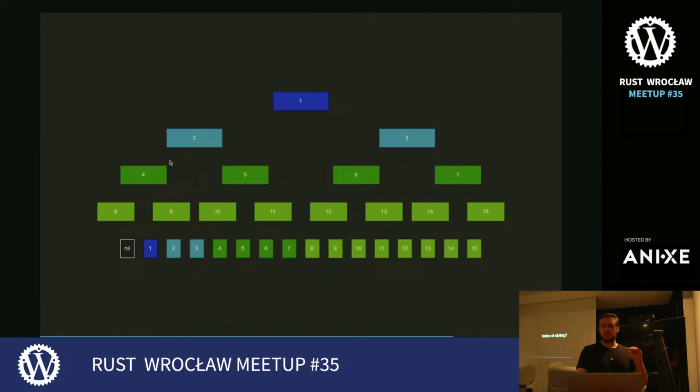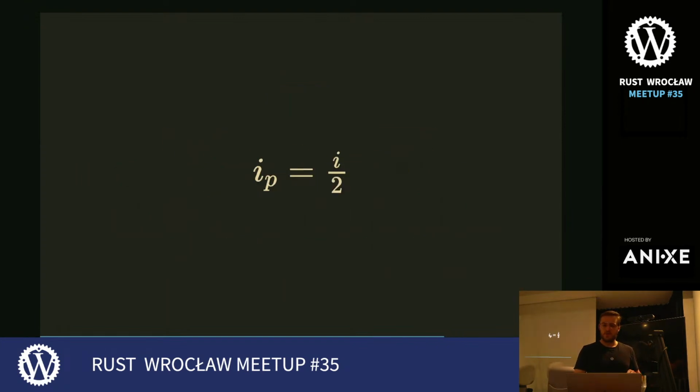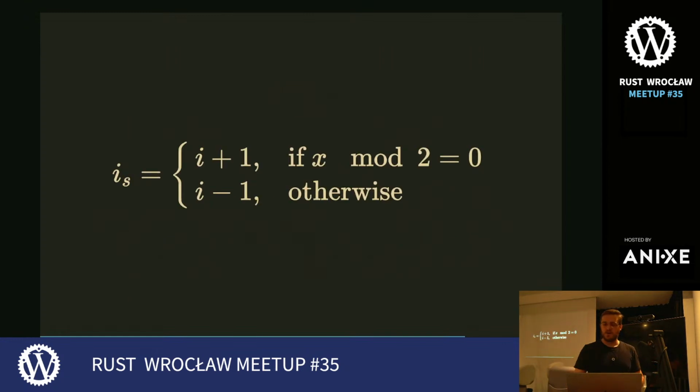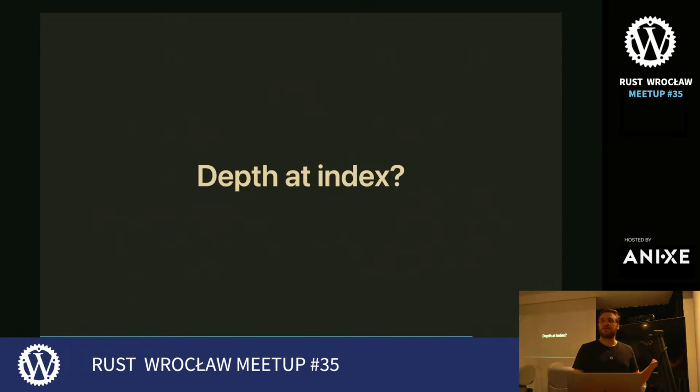By the way, if we didn't apply this trick of skipping the first root, the index of a parent would now be (I plus 1) over 2 minus 1, right? And for index of sibling, this gets just flipped. But then we have the next one, which is depth at index.